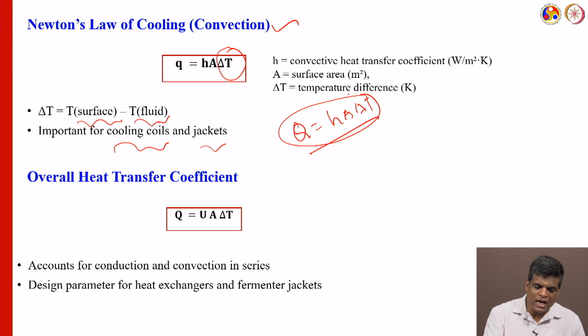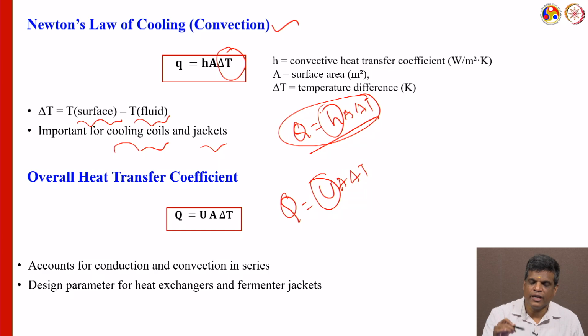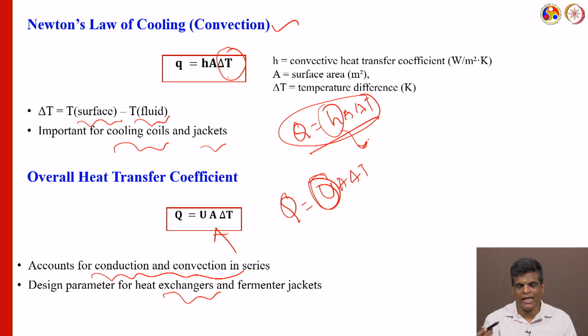But whenever you want the overall heat transfer coefficient, we have to use Q equals UA delta T. The U stands for the overall heat transfer coefficient, and the h stands for the individual heat transfer coefficient. Sometimes we have to add the wall conductivities all together, but U stands for the overall heat transfer coefficient. We account for both conduction and convection in series, but here it is only the convection part. Of course, these are all design parameters. If you want to use a heat exchanger or fermenter jacket, we definitely need knowledge of overall heat transfer, conduction and convection.